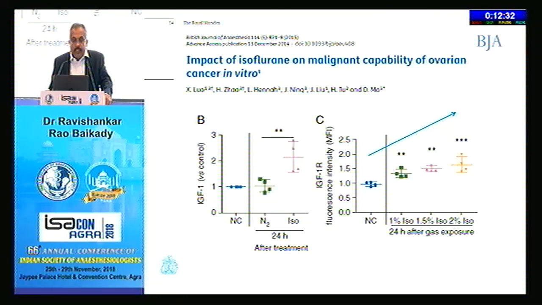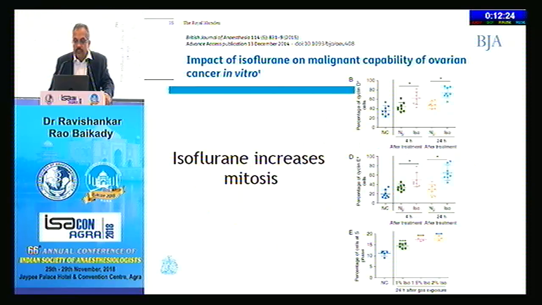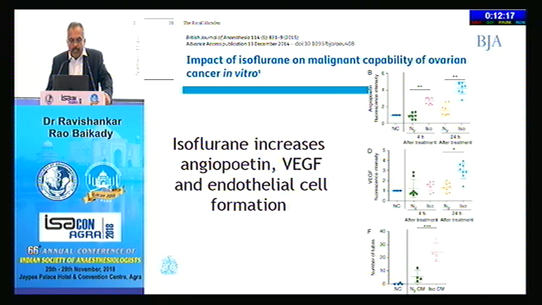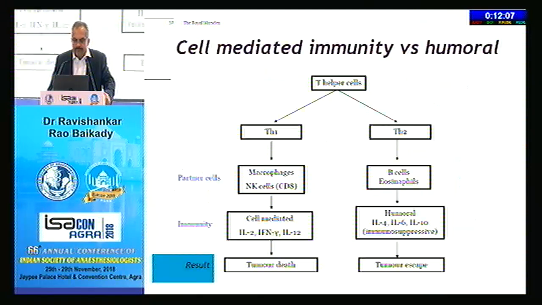Also, it's shown in ovarian cancers as well. It was published in 2015, saying that there is an effect on long-term survival of cancer cells if you're exposed to isoflurane. One of the mechanisms proposed is the mitosis of cells. And again, isoflurane increases angiopoietin and endothelial growth factor and endothelial cell formation, which in turn all favors metastasis.